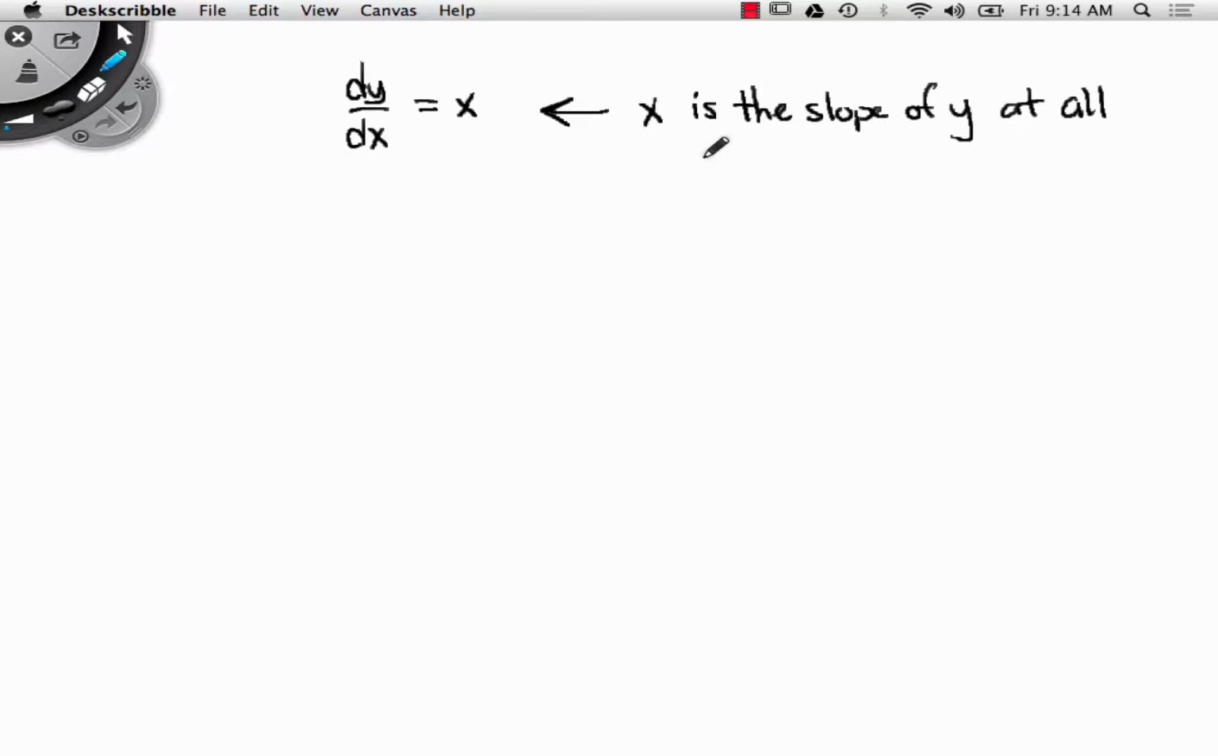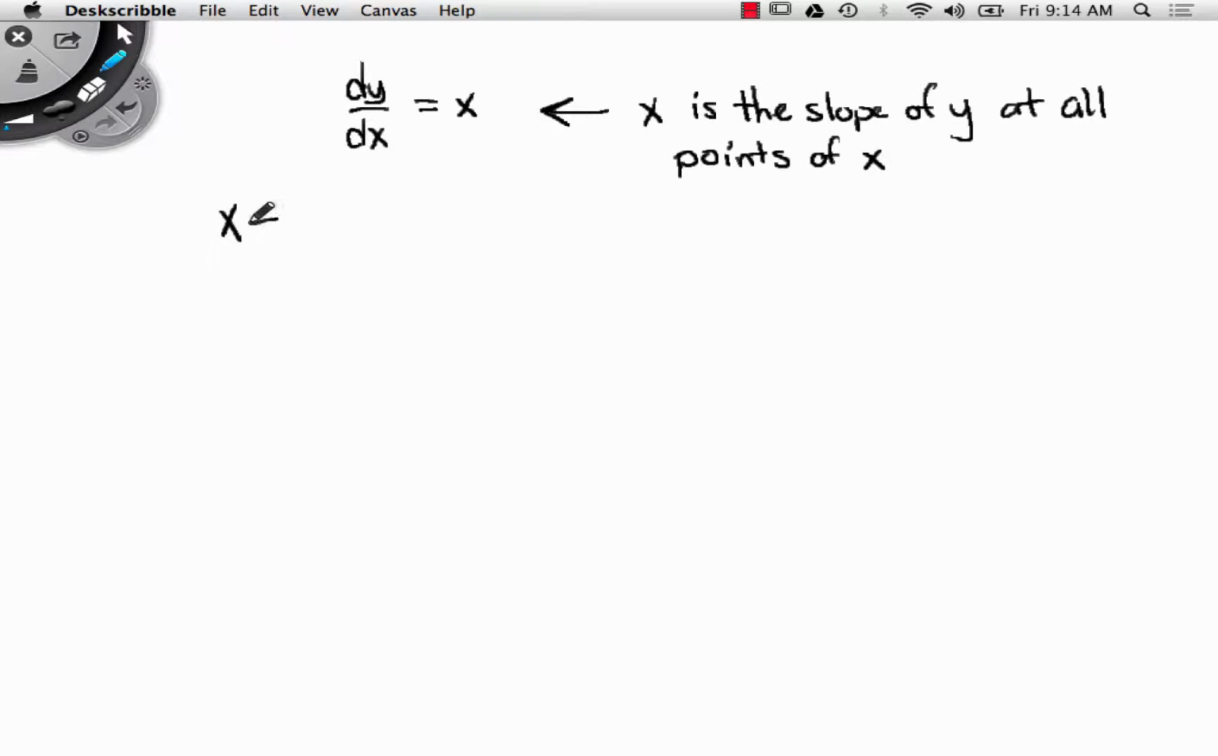Let's say I want to set this up correctly. Let's say that dy dx is equal to x. And I'm not going to anti-differentiate this. What I'm going to do is this. I know that dy dx represents the slope. So what that means is x is the slope of y at all points of x.